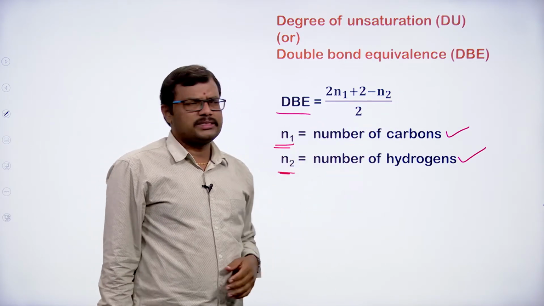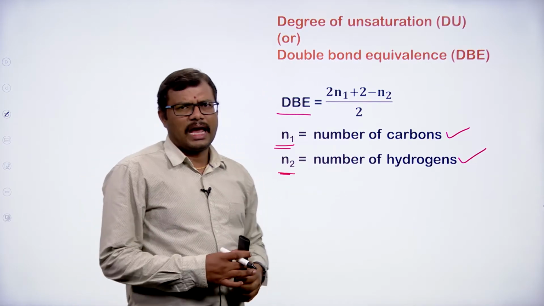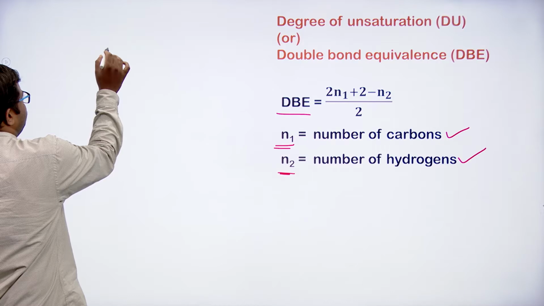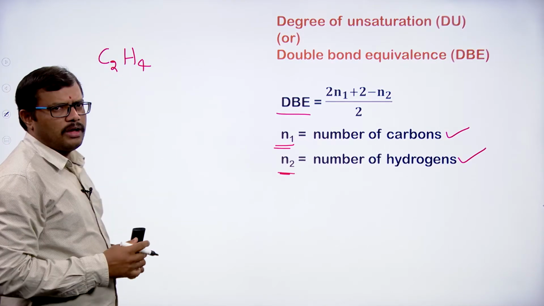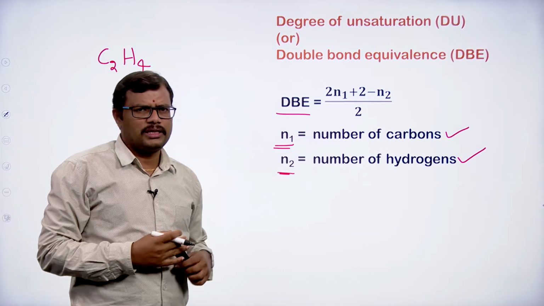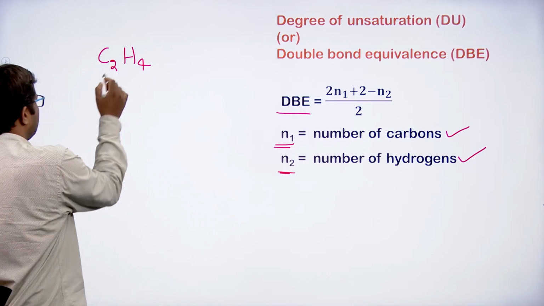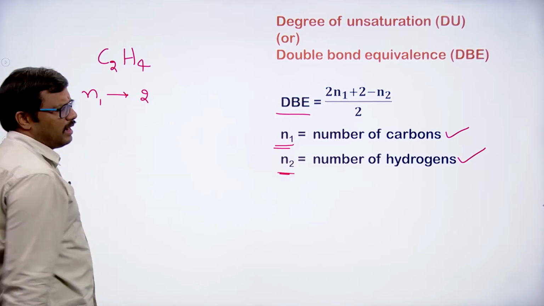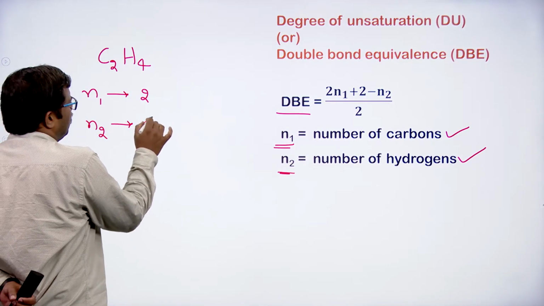Let us apply this double bond equivalence calculation to the alkenes. Let us take the simplest alkene, ethene, with the formula C2H4. Here the number of carbon atoms, n1, is 2, and the number of hydrogen atoms, n2, is 4.